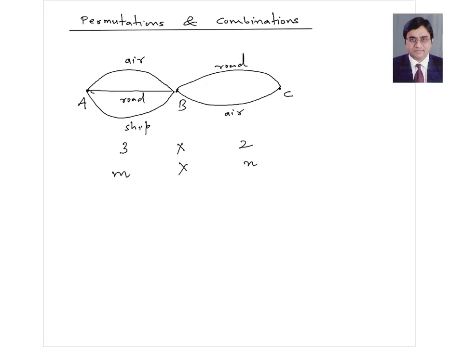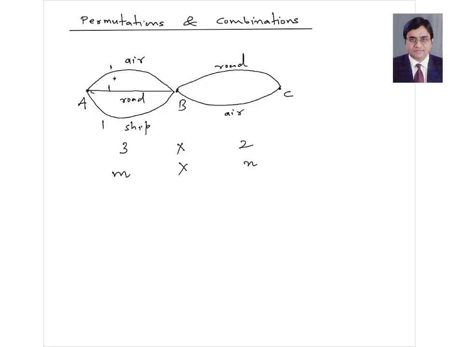But to get m, we had to add. We did not multiply. 1 plus 1 plus 1 is 3, 1 plus 1 plus 1 plus 1 plus 1 is m. 1 plus 1 is 2, 1 plus 1 plus 1 plus 1, and so on up to n. So sometimes total choices are obtained by addition. Sometimes total choices are obtained by multiplication.